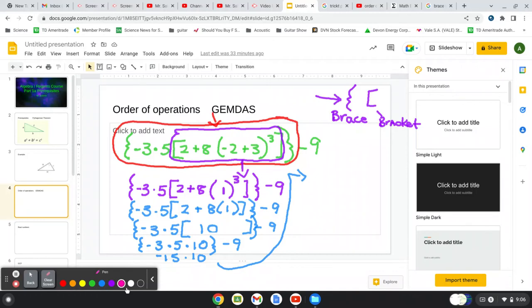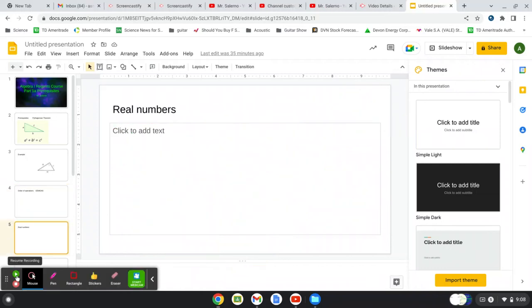Change the color. So now we have -150 minus 9. And be careful here. It's keep change. It's -150 plus -9. And guess what your answer would be? -159. All right. So if you can do that problem, you can probably do any order of operations. All right, let's move on now.